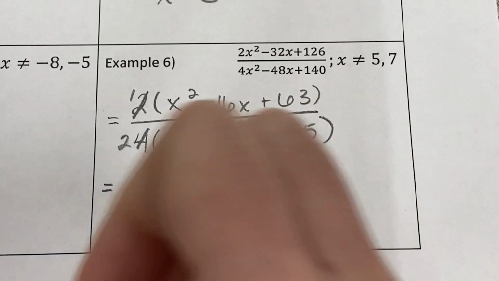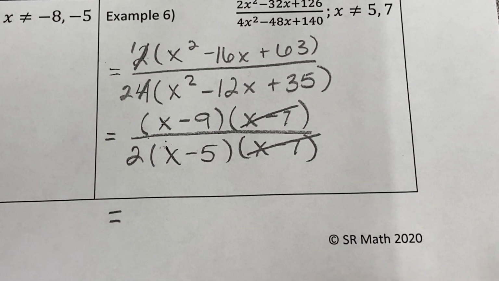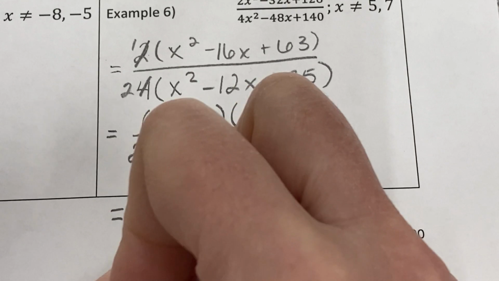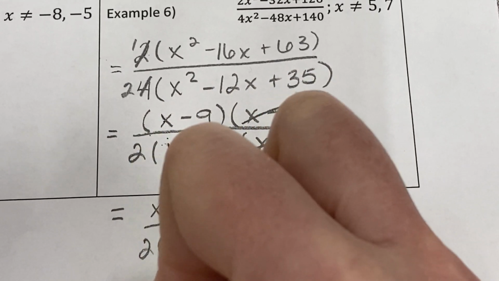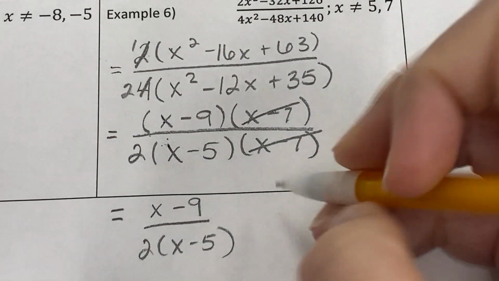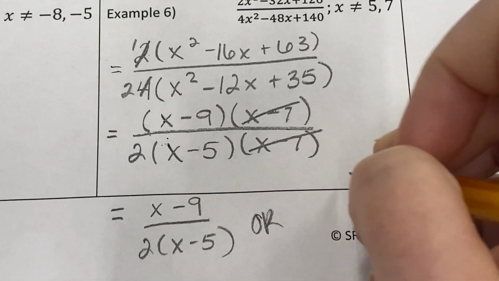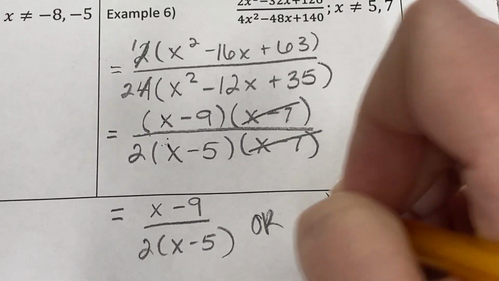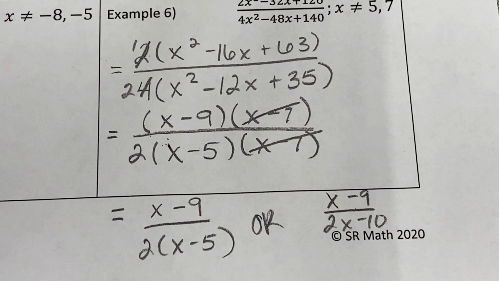And that leaves us, this is one of those ones where we have this or that. I'm going to have to come down here. I wrote too big again. So either x minus 9 over 2 times x minus 5. Or, again, if it's multiple choice, it might look like this, or maybe they'll distribute that 2, and you'd get 2x minus 10. So make sure that you would recognize both of those.